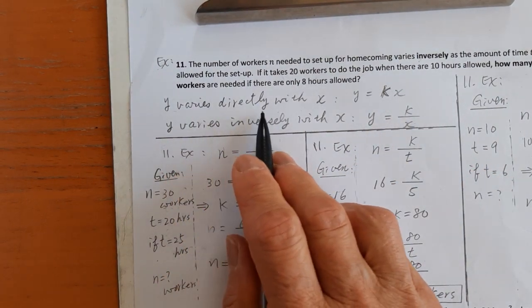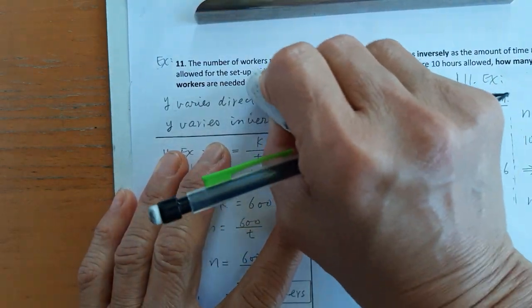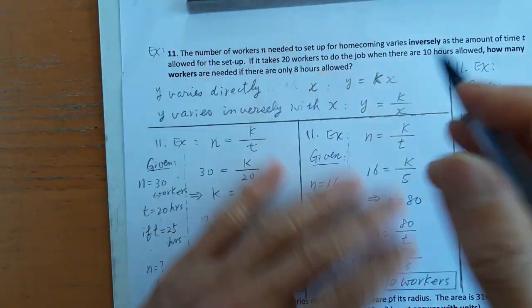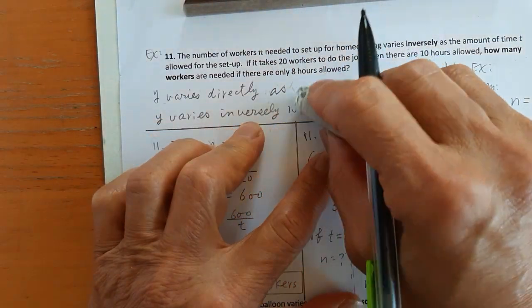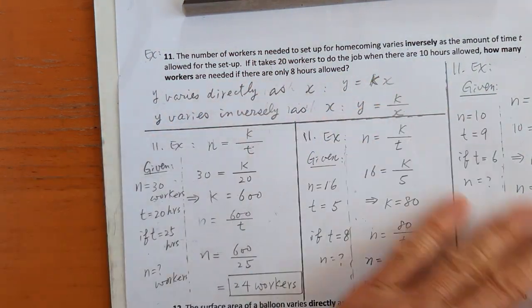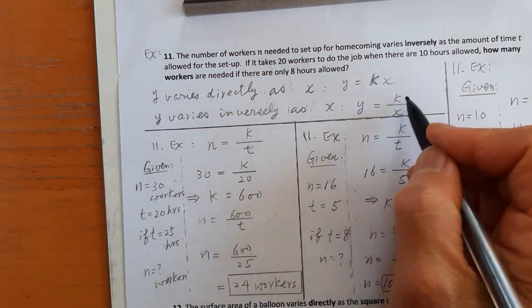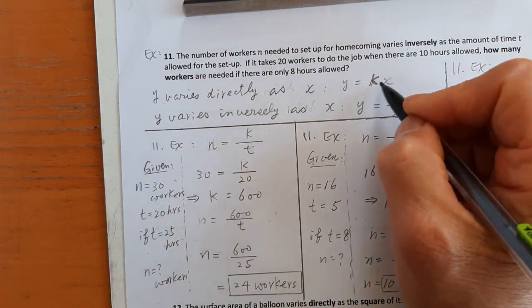Y varies directly as x. Don't put "with," put "as x." Y varies inversely as x. So inversely is y equals k over x, where k is constant. Directly means k is constant.